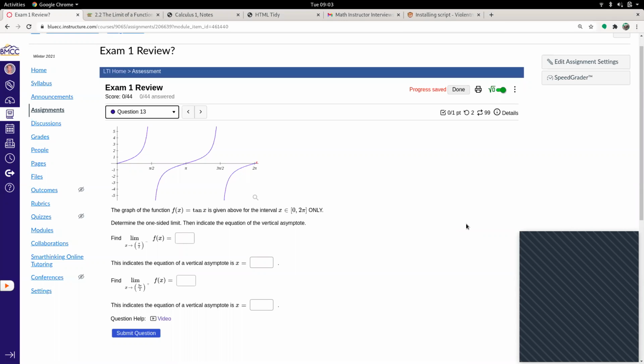Okay, so we're looking at the graph of the tangent on the interval from 0 to 2 pi. So we're seeing two periods of the tangent. We want to find the one-sided limit at pi over 2, and we can do that graphically. But I'm going to write this in my notebook.